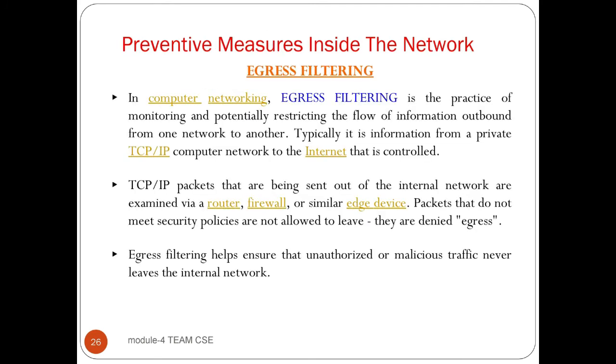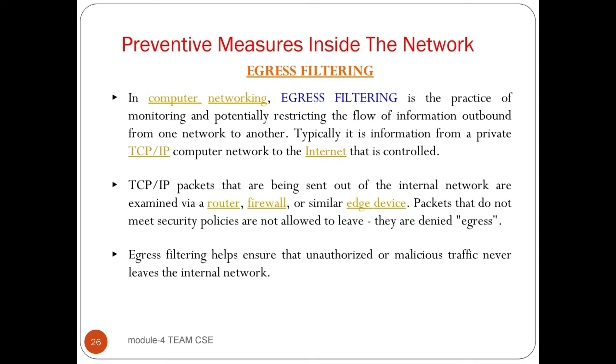Preventive measures inside the network. So here, a method called the egress filtering approach will be considered. What is egress filtering? It is a practice of monitoring and potentially restricting the flow of information outbound from one network to another network. Typically, it is information from a private TCP/IP computer network to the internet that is controlled.